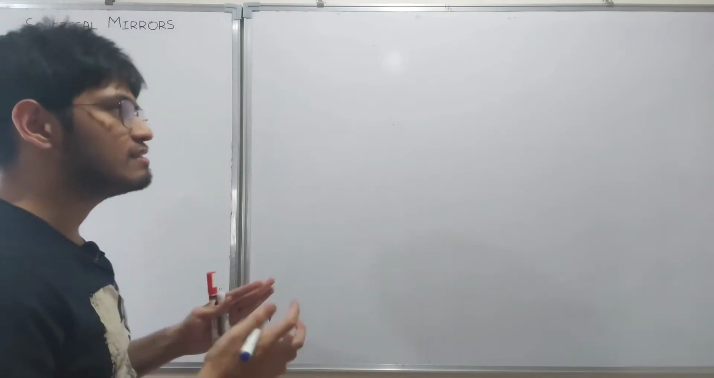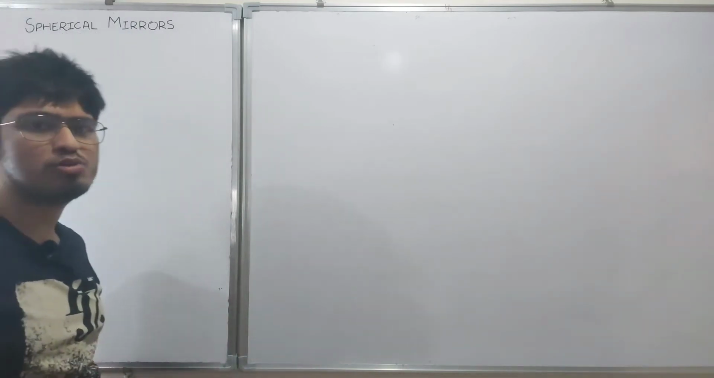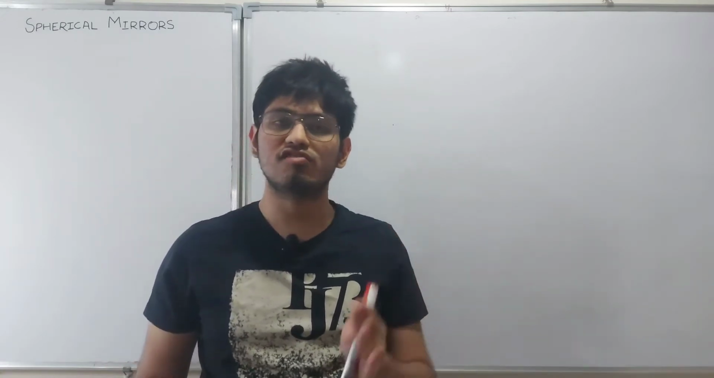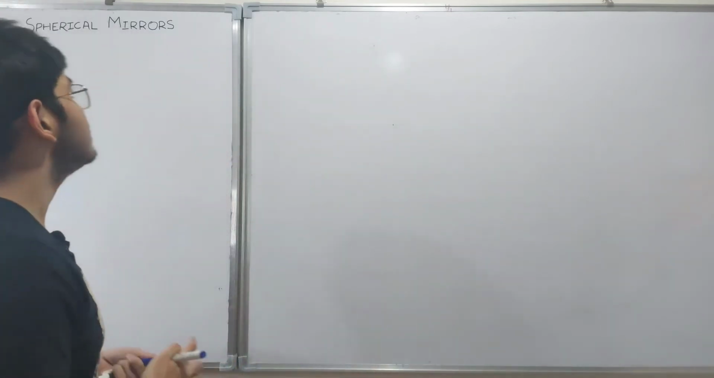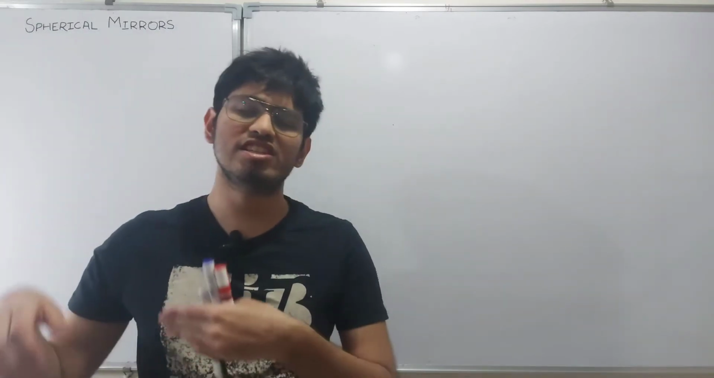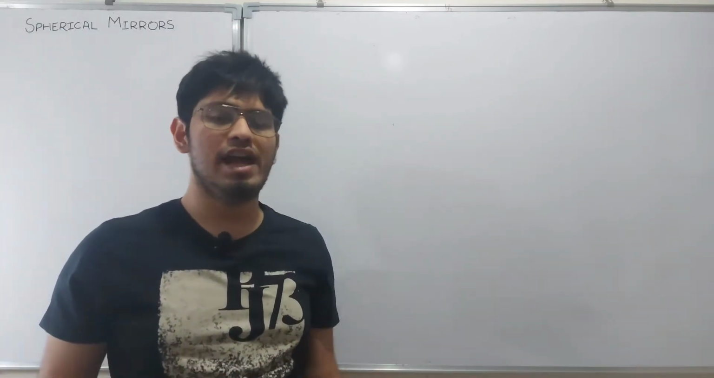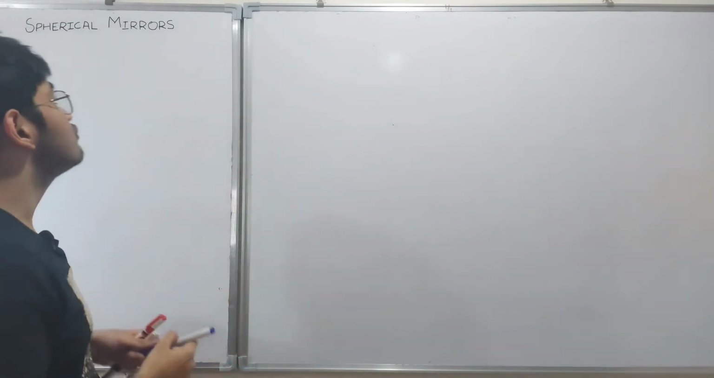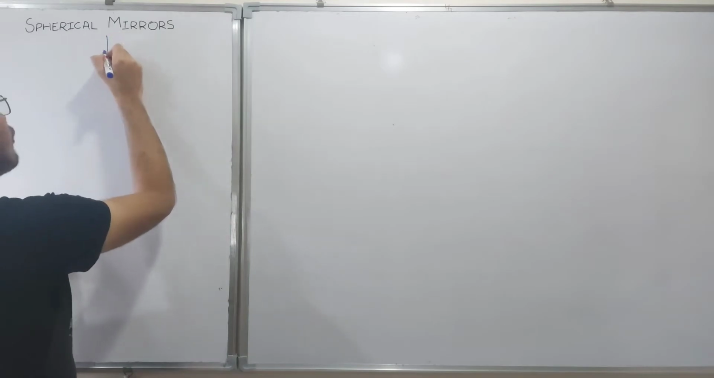Now, what is a spherical mirror? I told you in the previous lecture what a spherical mirror is. A spherical mirror is a mirror which has a curvature, is polished from one side, and reflects from the other side. Now, a spherical mirror is a piece of a sphere.